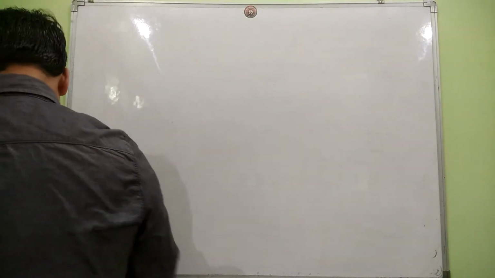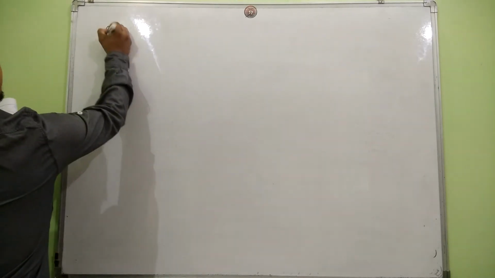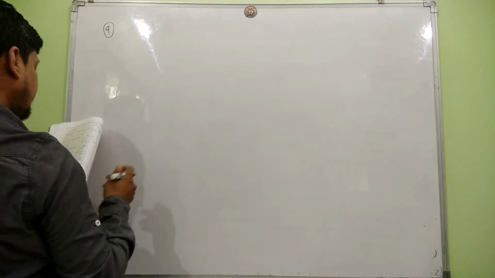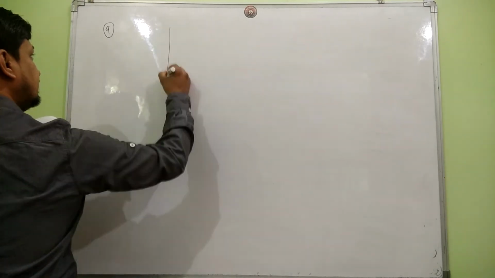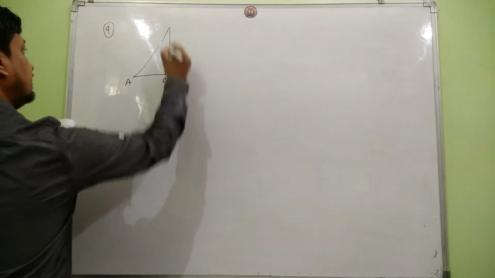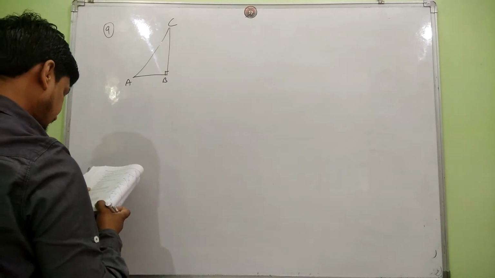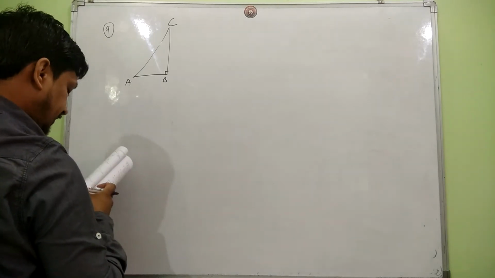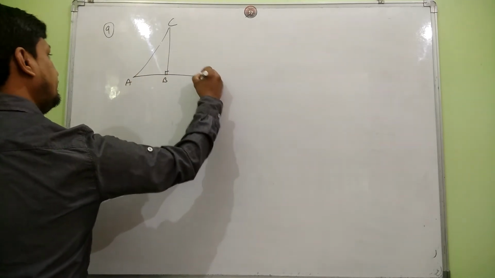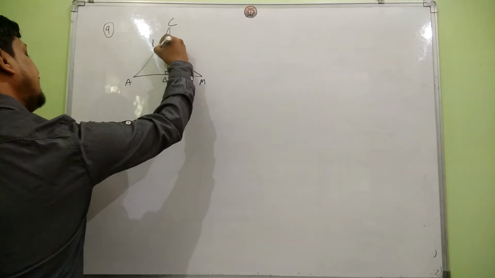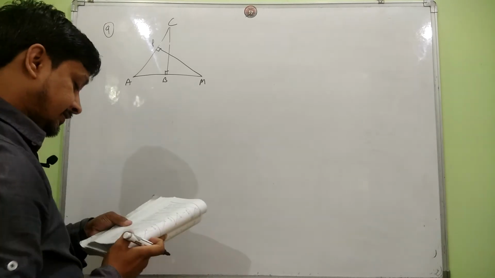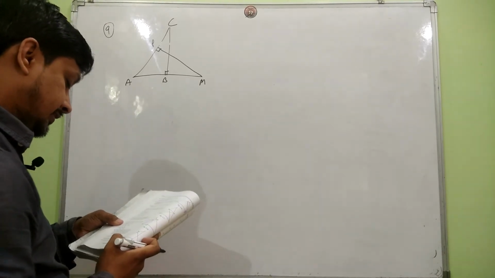Question number 9 is: the figure is given. ABC and AMP are two right triangles. This is triangle ABC, which is right angled at B, and the other one is triangle AMP, which is right angled at P. So both of these are right triangles. What do we have to prove in this?